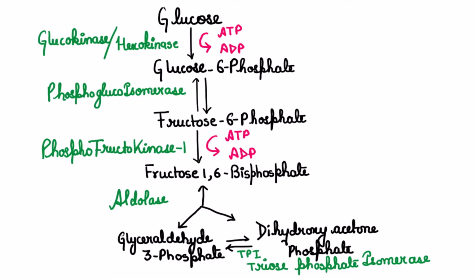The phosphoglucoisomerase then forms fructose 6-phosphate. The phosphofructokinase 1 forms fructose 1,6-bisphosphate, which by the enzyme aldolase will be divided into two halves, that is glyceraldehyde 3-phosphate and dihydroxyacetone phosphate, which is also a 3-carbon compound, and are interconvertible by an enzyme known as triose phosphate isomerase.